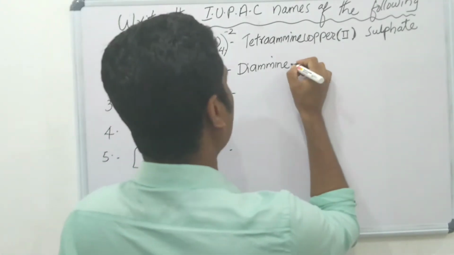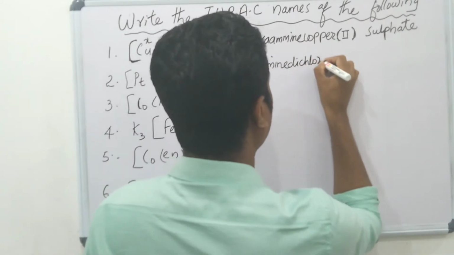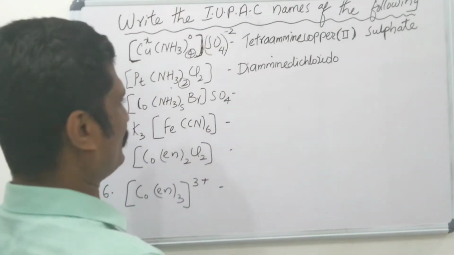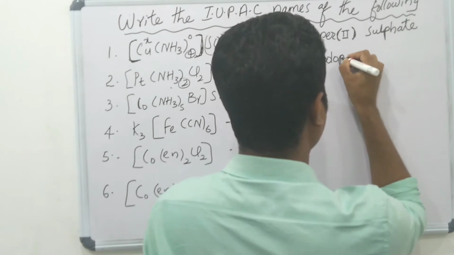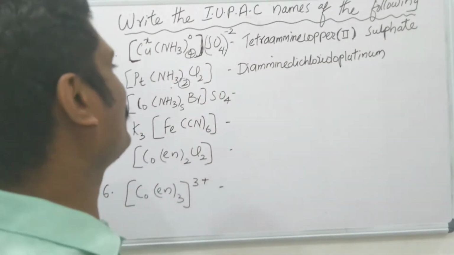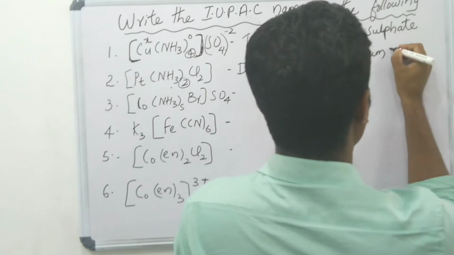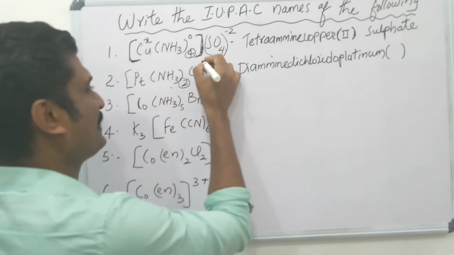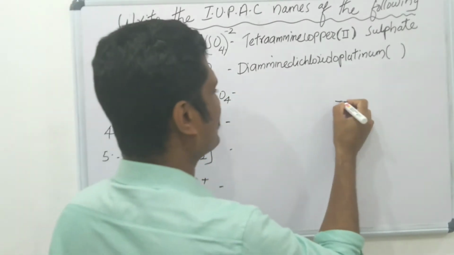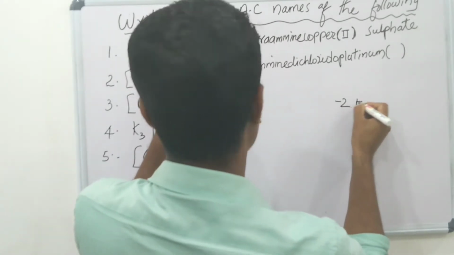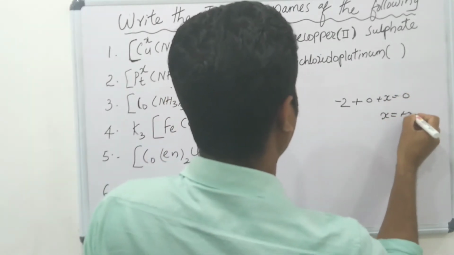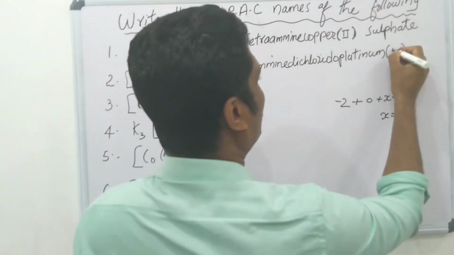Diammine, dichlorido. Then indicate the name of the central atom, platinum. Diamminedichloridoplatinum. Then the oxidation number of the central atom platinum. Cl minus is -1, NH3 is 0. Platinum is taken as X. 2 into -1 is -2, plus 0, plus X equal to 0, the total charge. Then X is equal to +2. Diamminedichloridoplatinum(II).